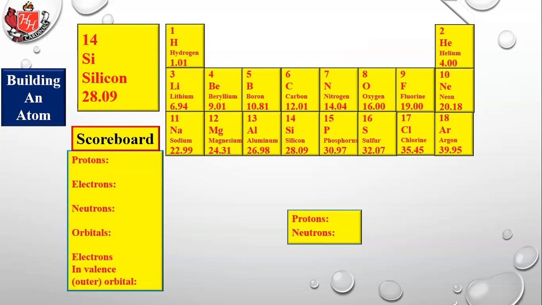That rectangle says protons and neutrons. That's the nucleus. I draw it as a rectangle so you don't confuse it with orbitals. So that's going to be the nucleus that has protons and neutrons, and then we're going to draw orbitals and place the electrons in the proper places in the orbitals.